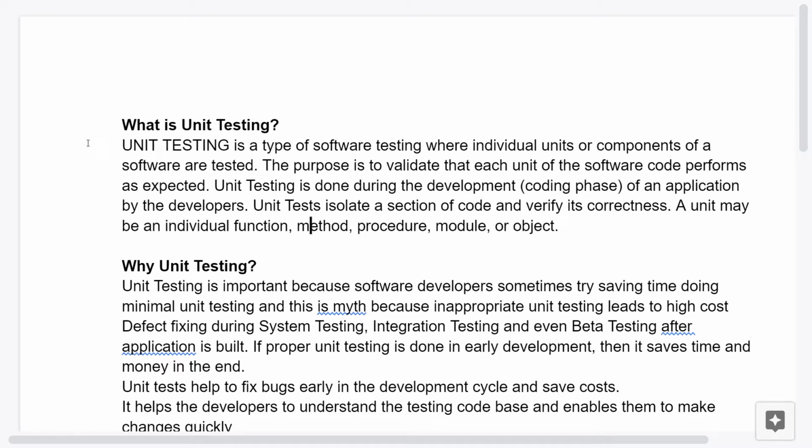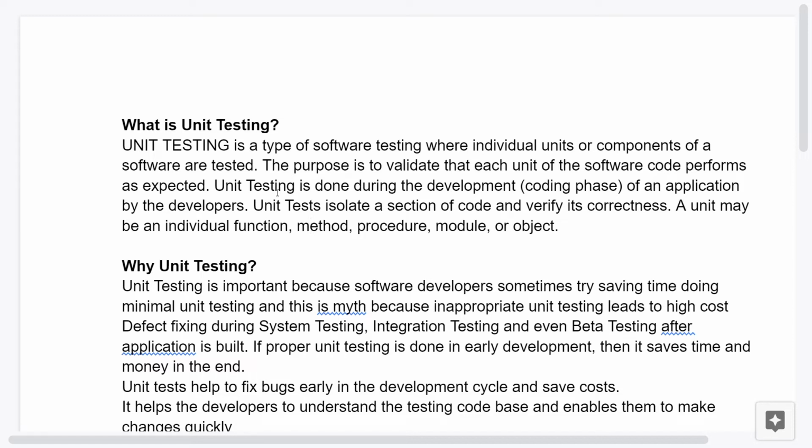the developers. And what are developers doing for unit testing? They divide the code into individual units and components. After that, they test the individual units of the code, like loops, variables, methods, and functions. So they can do testing on that particular code.